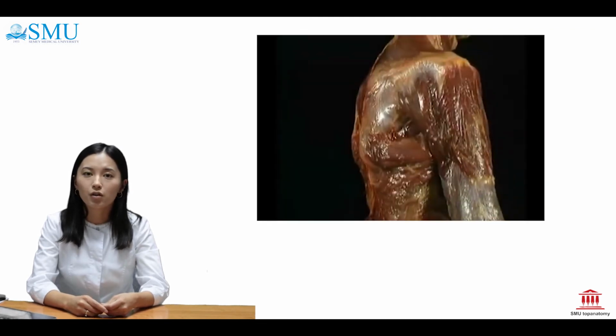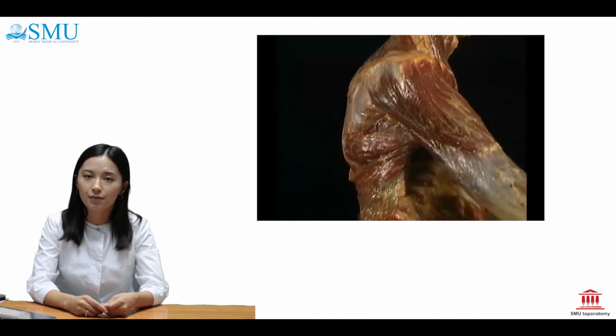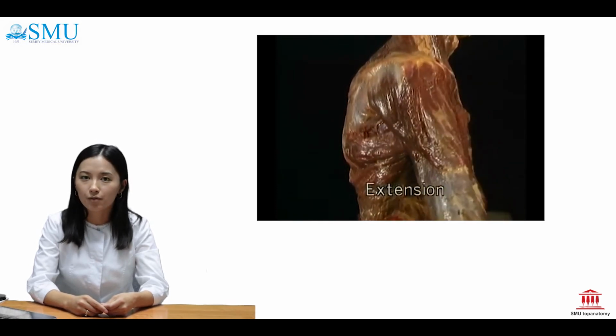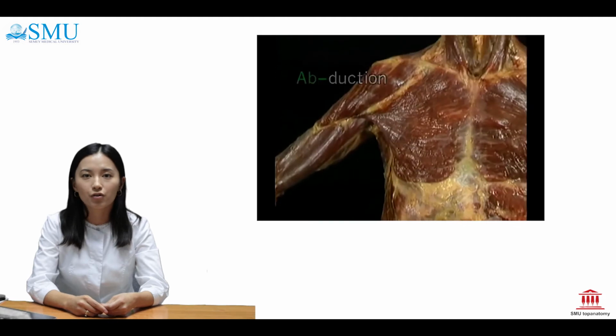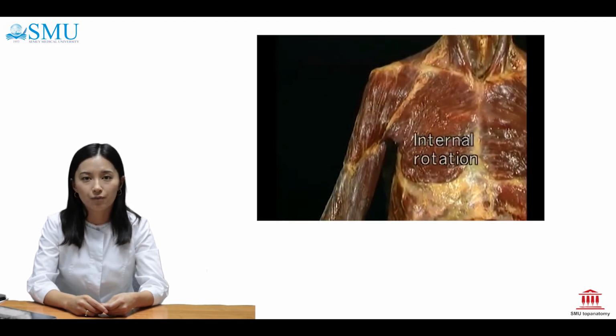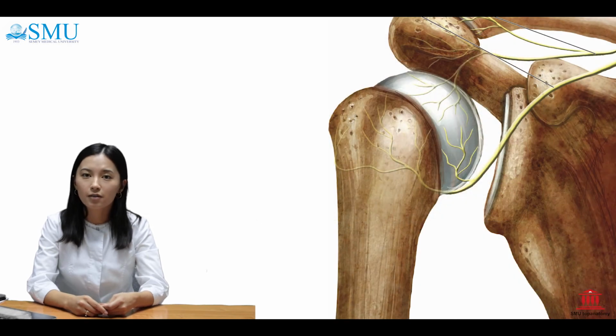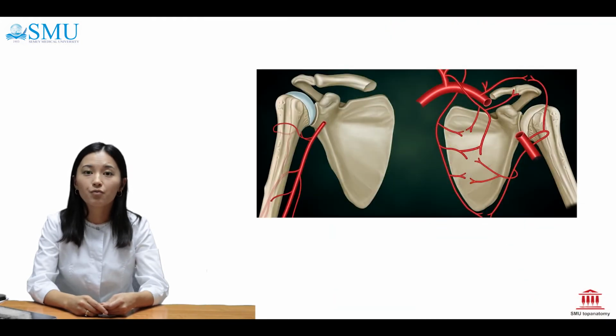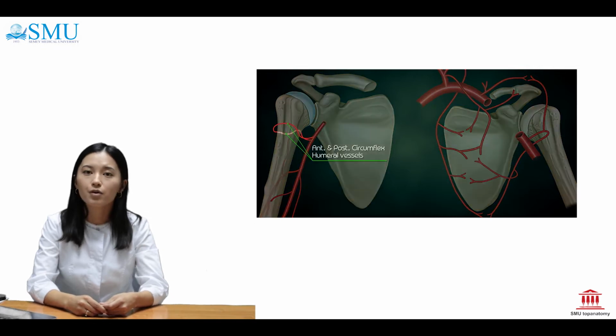The shoulder joint allows movements in 3 axes: flexion, extension, abduction, adduction, medial rotation and lateral rotation, and circumduction. It is innervated by the axillary, suprascapular, and lateral pectoral nerves. It receives blood from suprascapular, anterior and posterior circumflex humeral arteries, and circumflex scapular arteries.